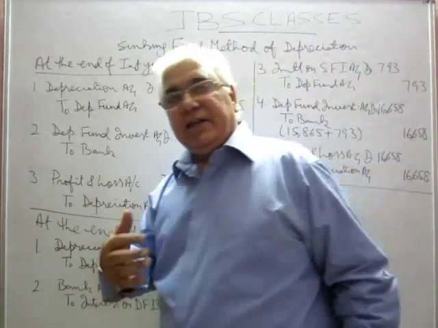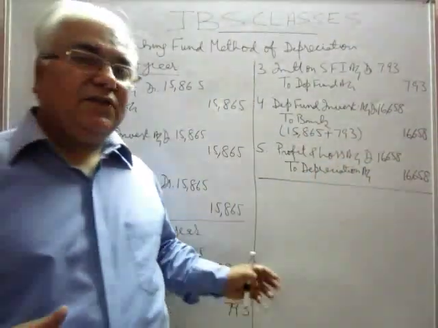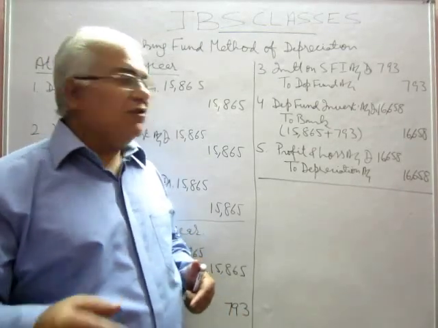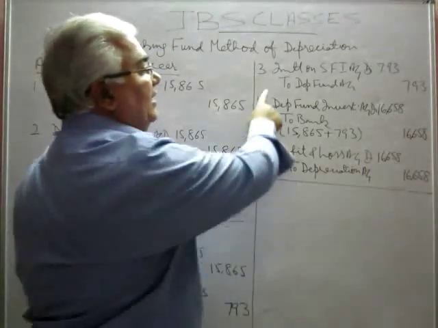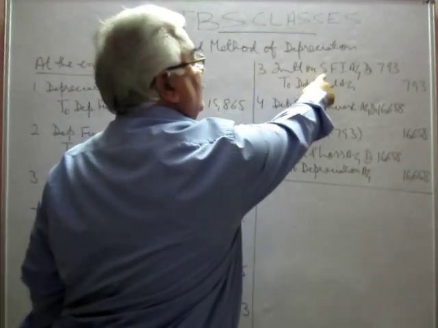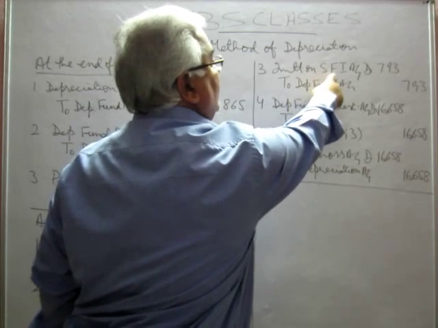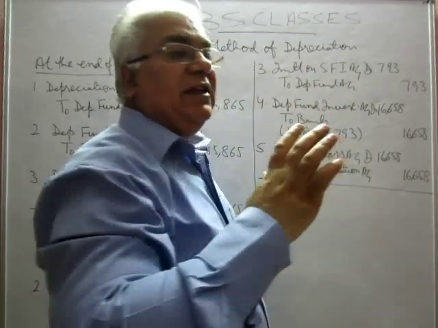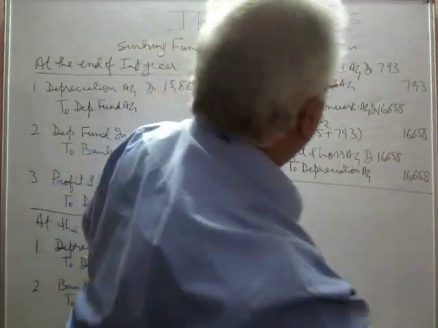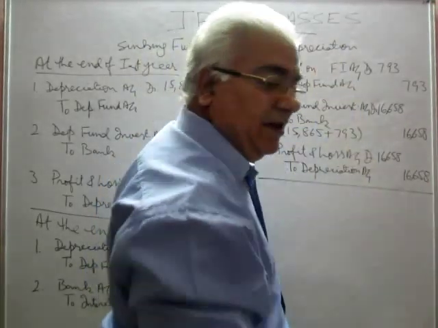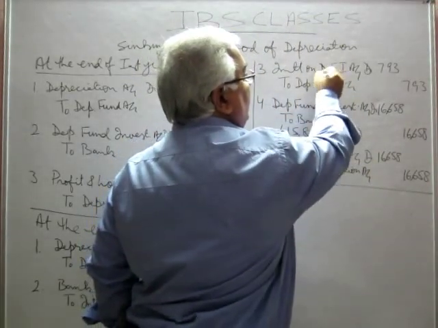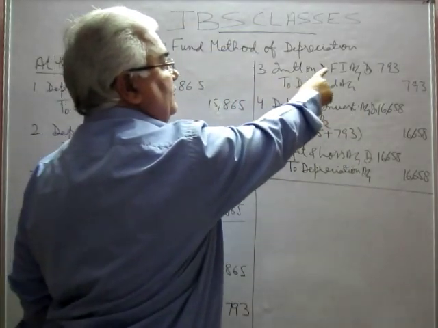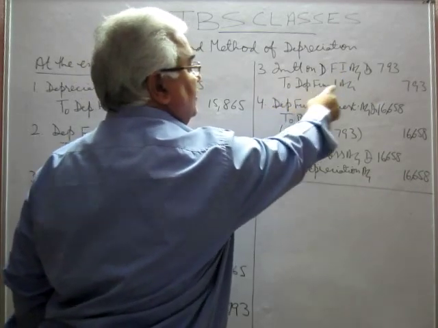Since this interest has been received on behalf of this fund, depreciation fund, it should be transferred to depreciation fund. So for the transfer, the entry will be interest on depreciation fund account debit to 793. Actually I have written here sinking fund investment account, but let us make it, for our entries, depreciation fund investment account. Interest on depreciation fund investment account to depreciation fund account.